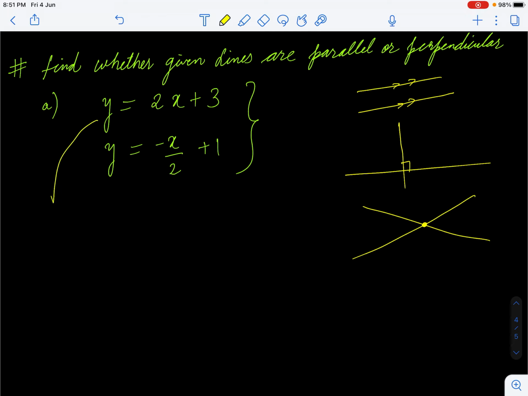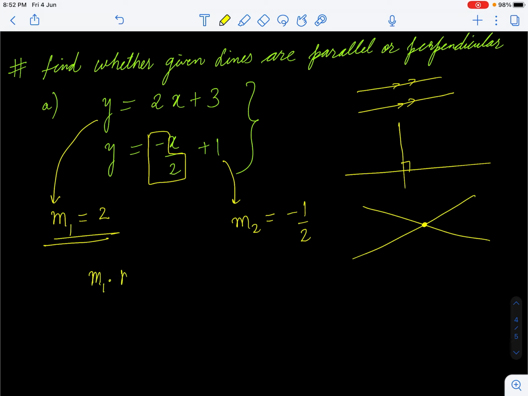So what you have to do is find the gradient of both the lines. What's the gradient of the first line? The first line is 2. The gradient of the second line is minus 1 over 2. Right? This is mx, so this is my m. Now, as you can see, the gradient of one line is the negative reciprocal of the other, or I can say the product m1 m2, if you find it, will come out to be minus 1. Now because the product is minus 1, hence we can say the lines are perpendicular.